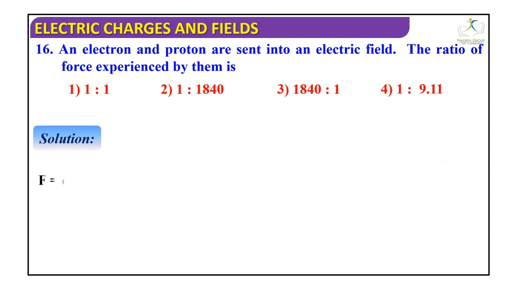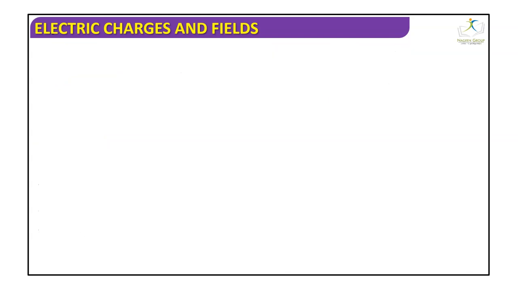Now move ahead with the solution. So F is equal to qE, and q and E are the same here. F is the same, that means the ratio is 1:1.